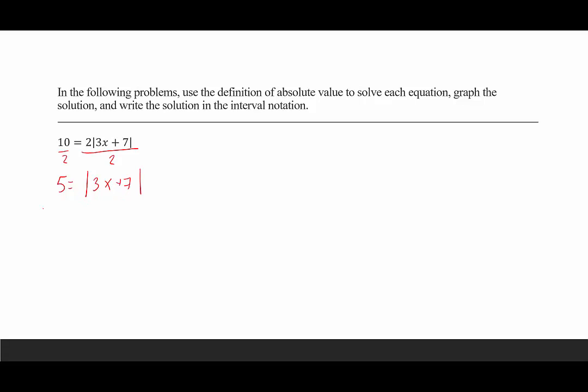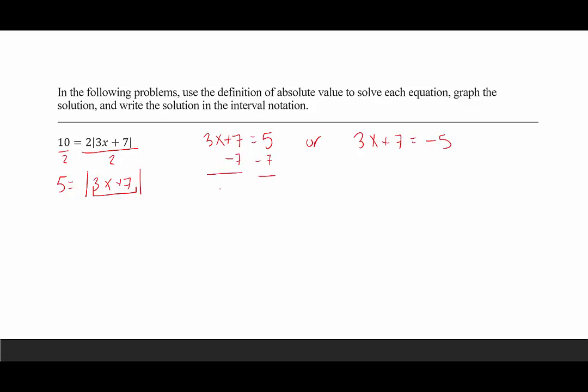Now, we have the absolute value equal to something positive. What does that tell us? There should be two solutions. One is when what's inside this expression, 3x plus 7, inside the absolute value bars equals 5 itself. Or what else could the expression inside the absolute value bars equal? What else has an absolute value of 5? Also negative 5. So we set up our two equations, we solve each one.